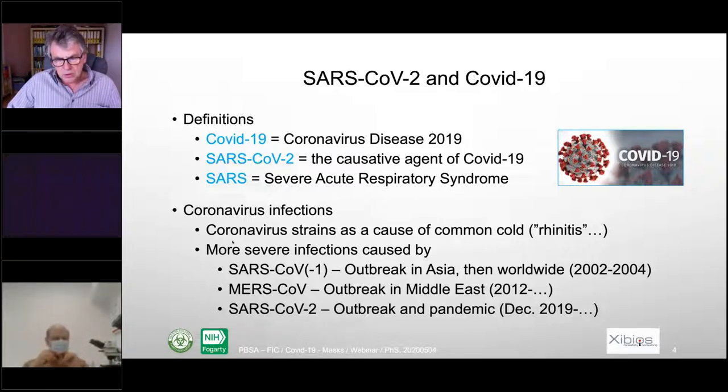Then some years ago in 2012, there was another outbreak in the Middle East caused by MERS coronavirus. This one is more dangerous. It creates a more severe disease. It's still in the air, so there are still people becoming sick with this infection, but it never expanded into a pandemic. And then the last one, the one which is causing the current pandemic.